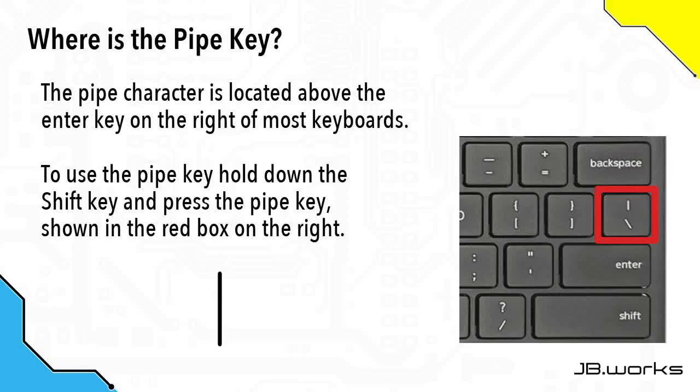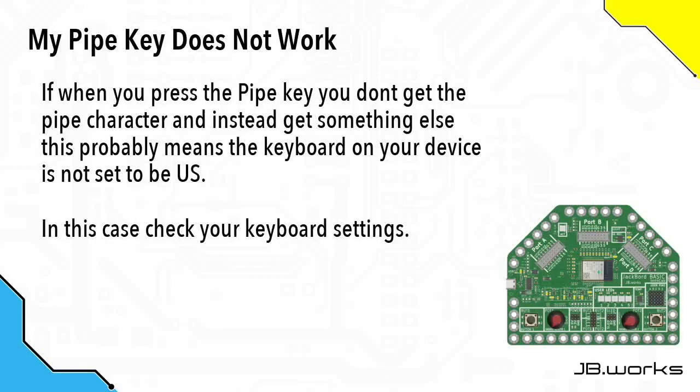On most keyboards, the pipe key is on the key that's immediately above the enter key. It's shown here to the right with a red box around it. To use the pipe key, hold down the shift key, and while doing that, press the pipe key. The pipe character itself is basically a vertical line, as shown in the bottom of the picture. If you press the pipe key on your keyboard correctly, and you don't see the pipe character, this probably means that your keyboard is not set up correctly. It needs to be set to be a US keyboard, so check your settings.